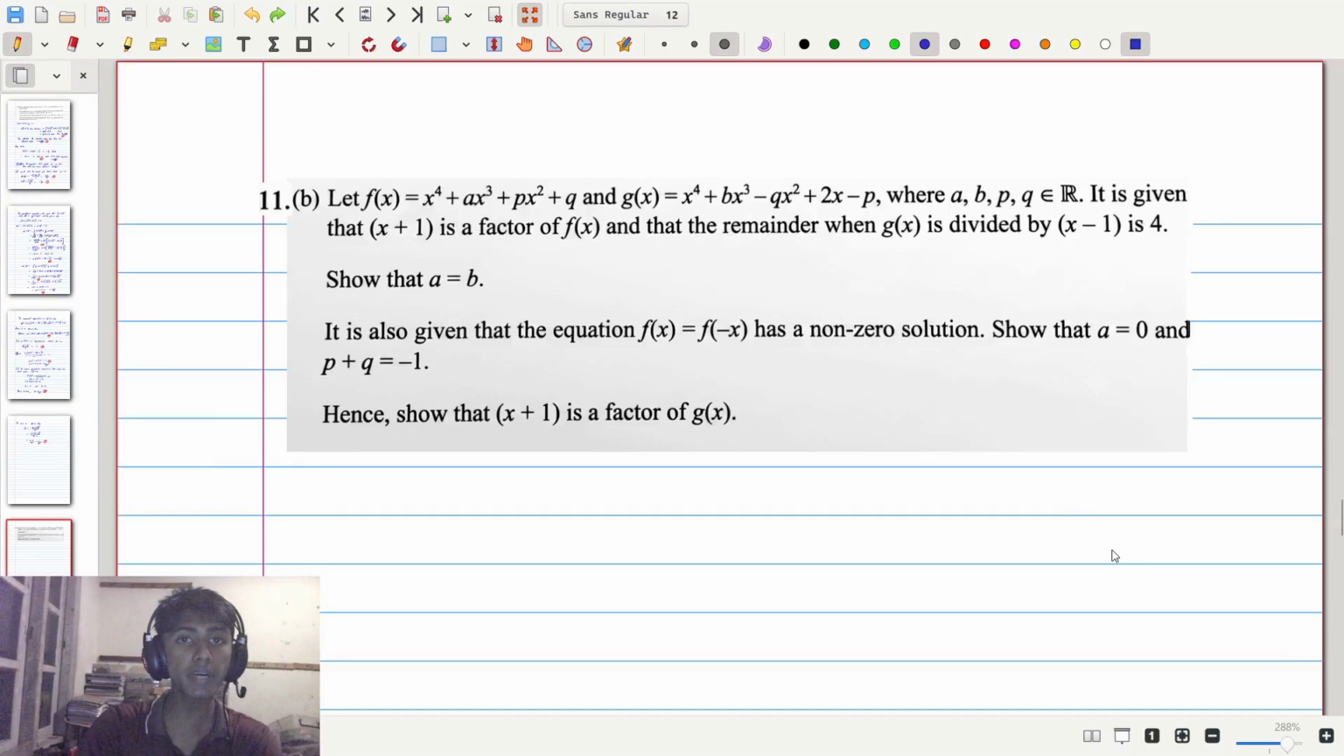2026 A-Level Combined Mathematics Paper 1 Part B question number 11 Part B. Part A of this same question was discussed in a previous video, link in the top right. Part B of this question has to do with the factor theorem and the remainder theorem.